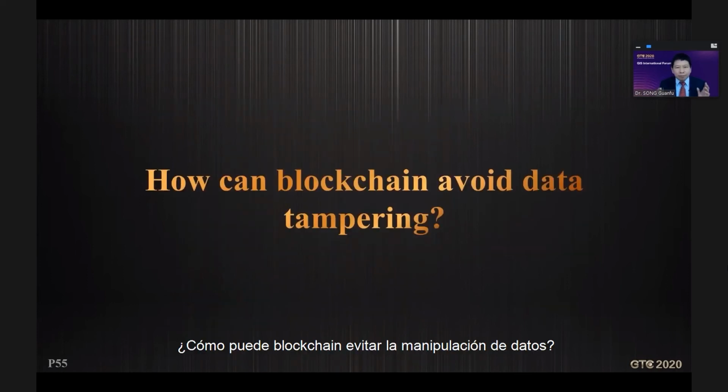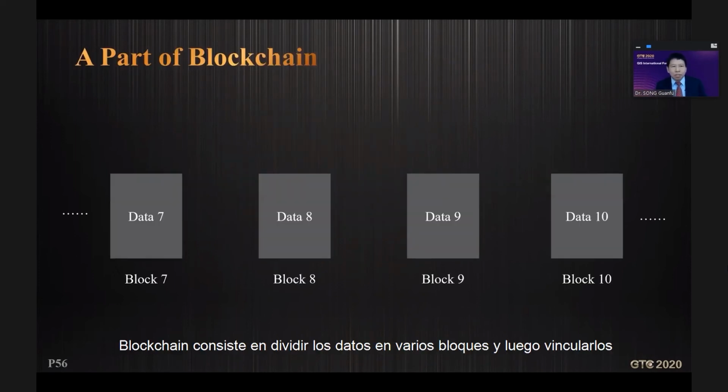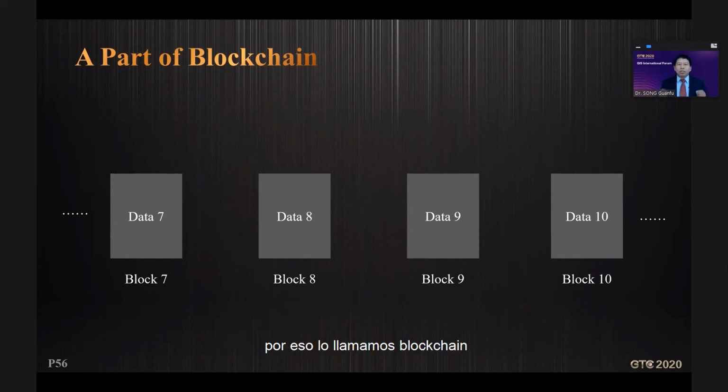How can blockchain avoid data tampering? Blockchain divides the data into several blocks, then links them together. So we call it blockchain. There is a part of a blockchain on the page. Let's see how it stores data.